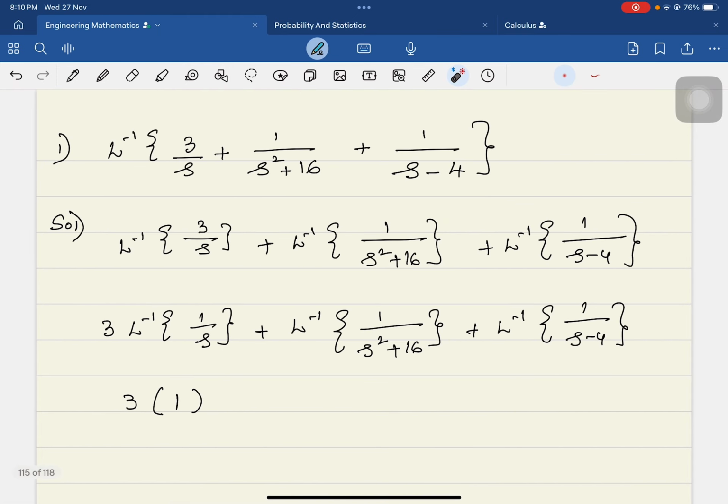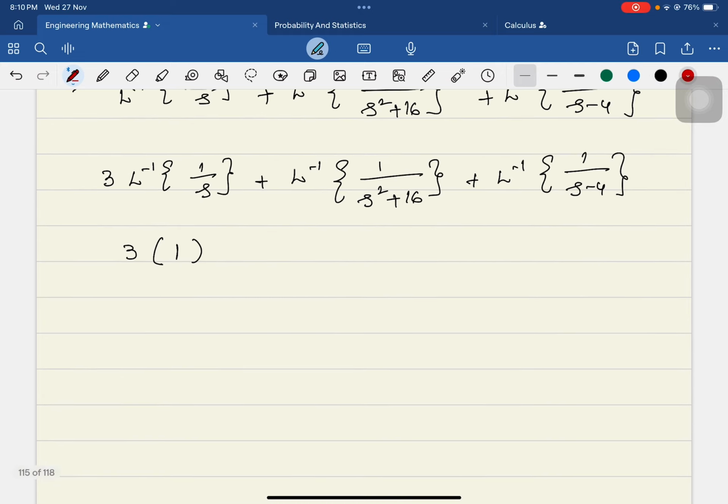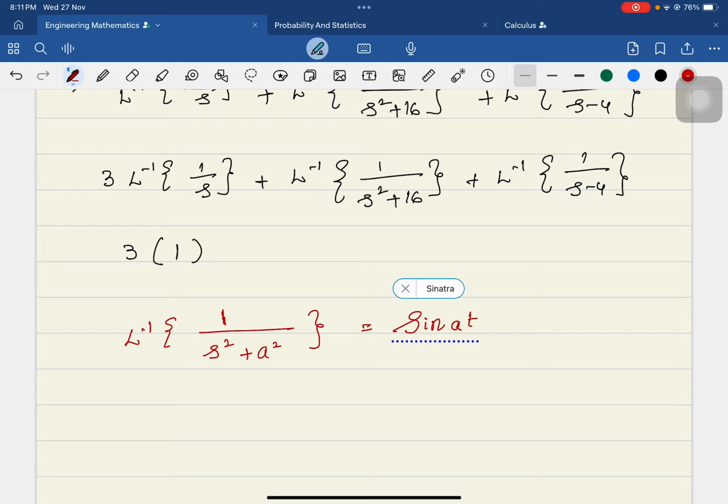And then, what is L inverse of 1 over S square plus 16? Let us have the formula. Try to understand the formula. L inverse of 1 over S square plus A square. Whenever there is 1 in the numerator and S square in the denominator, you can immediately think about sine. And there is A, so it is sin AT. When there is 1 here, you have to divide it by A. So this is 1 over A sin AT.